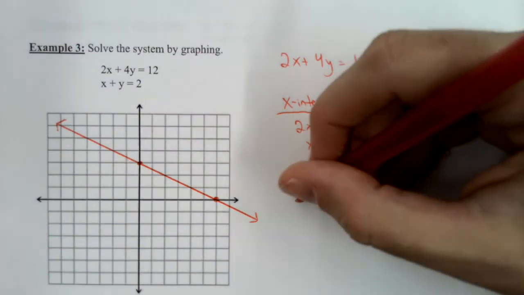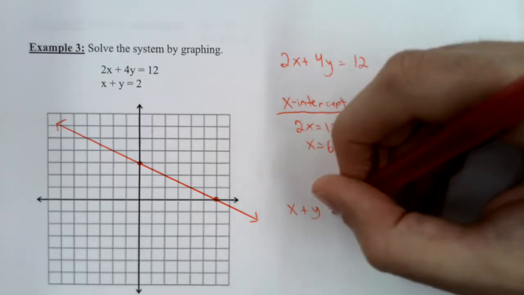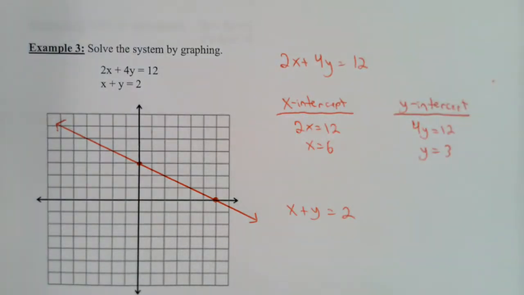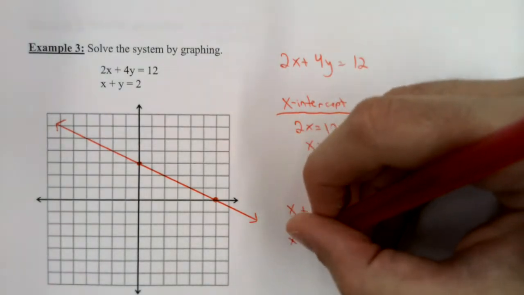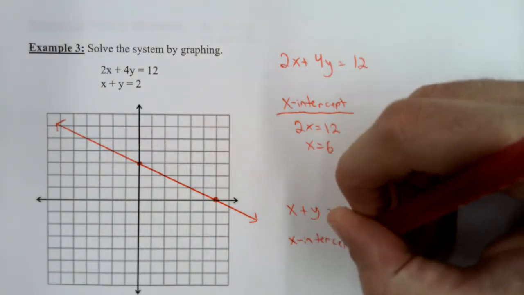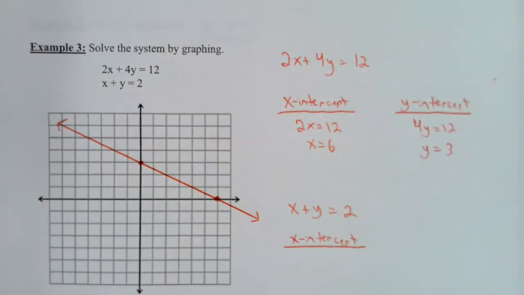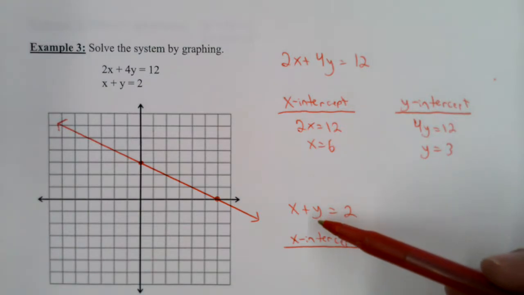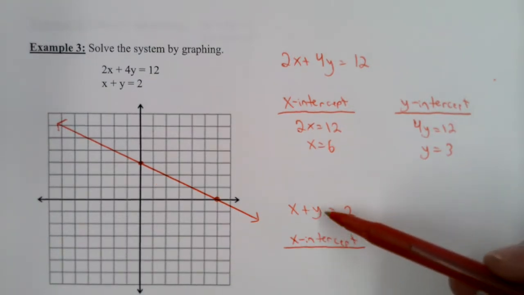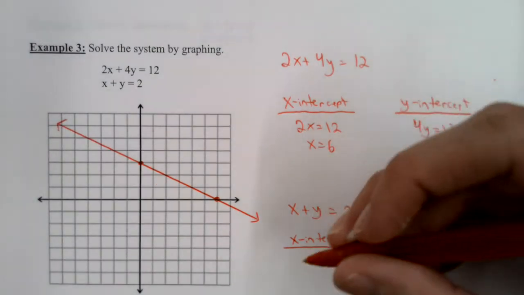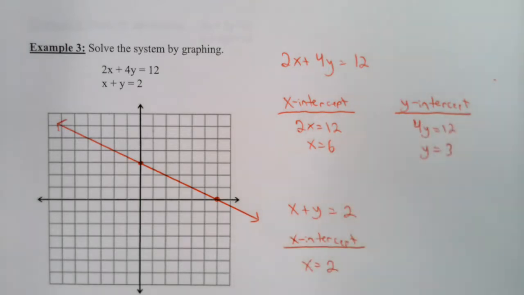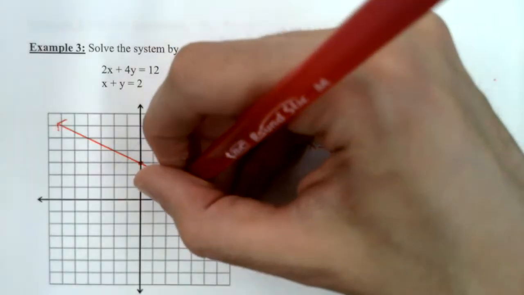For the bottom equation, for the x-intercept, you're going to replace y with 0 because the y value is always 0 for an x-intercept. When you replace y with 0, you get x equals 2. So that's your x-intercept.